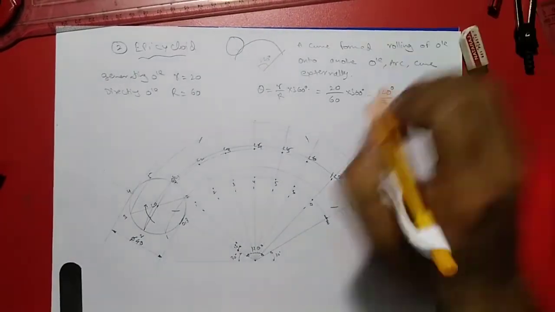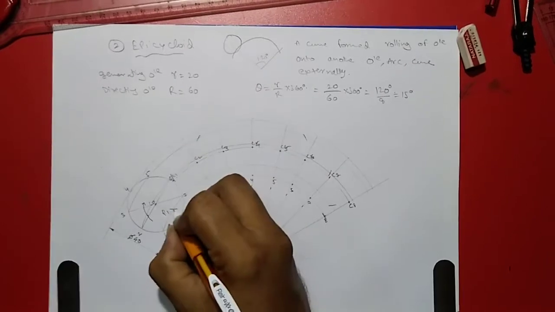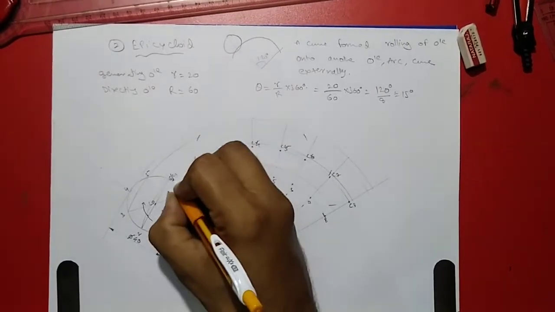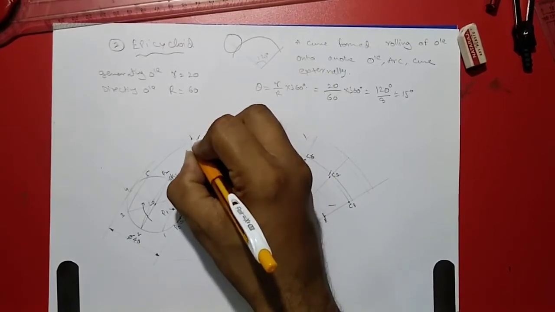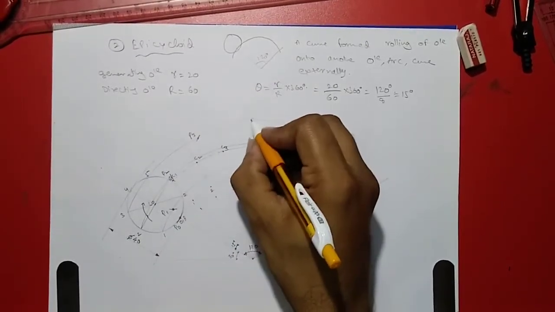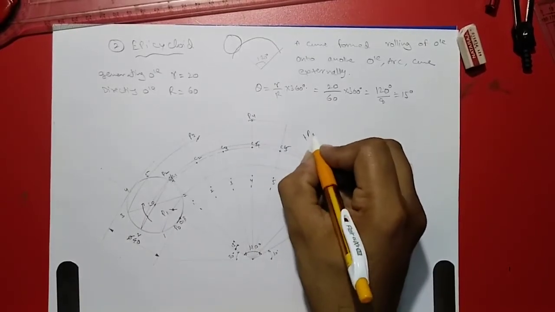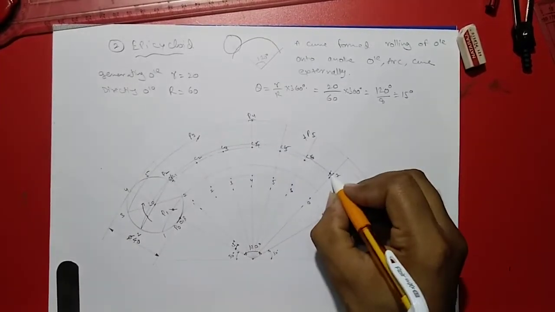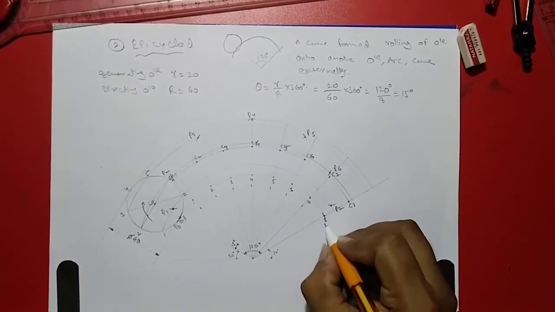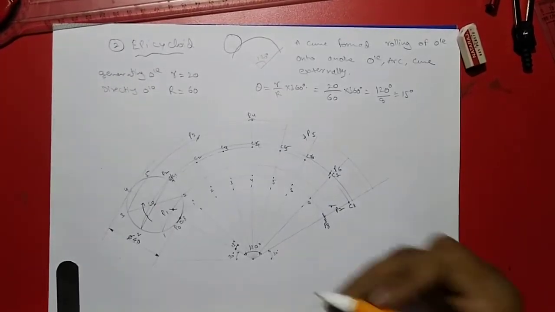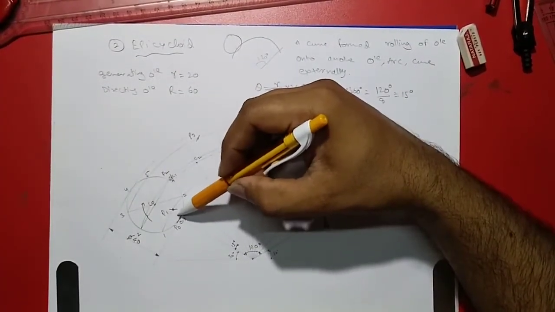So we got all the points over here: P0, P1, P2, P3, P4, P5, P6, P7, and this is P8. So simply just draw light strokes.